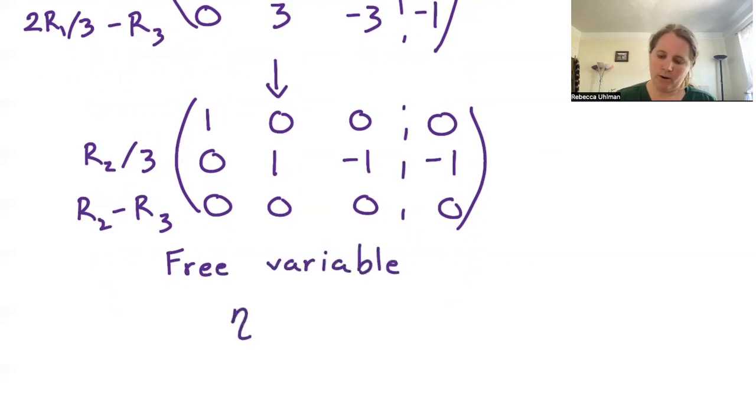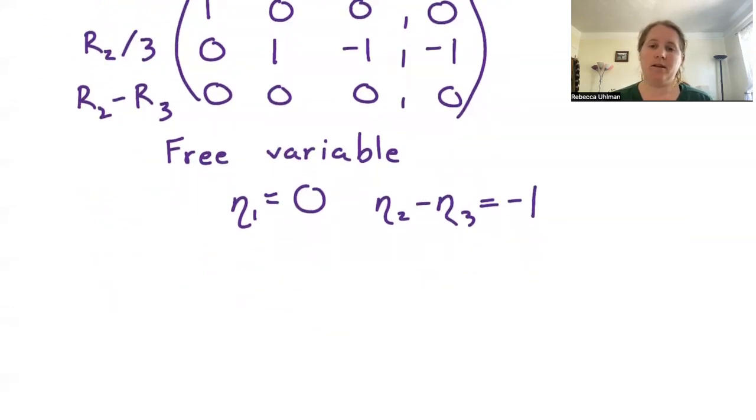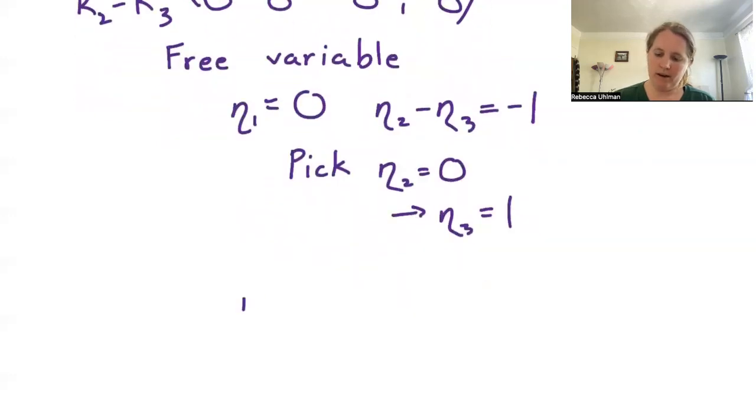We know that eta 1 has to be equal to 0. And we have eta 2 minus eta 3 is equal to -1. Now, because that right-hand side is no longer 0, we can go ahead and pick one of those to be 0. So let's pick eta 2 to be equal to 0. And that means that eta 3 must be equal to 1. And so our eta is the vector 0, 0, 1.